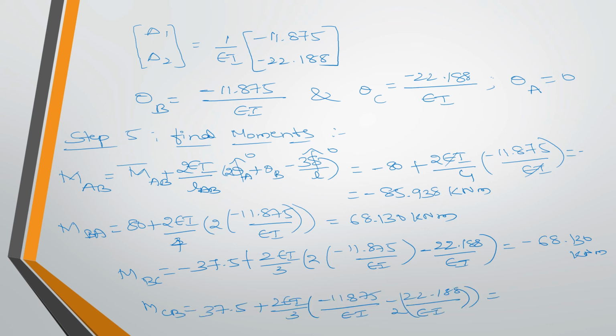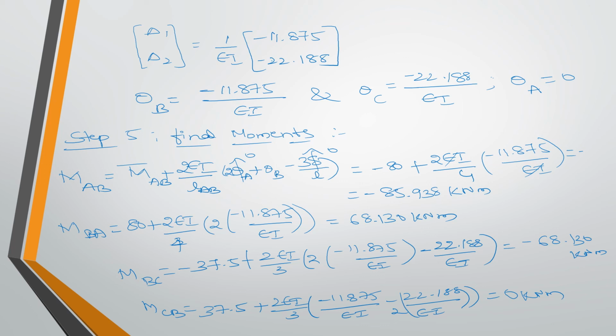Similarly, MCB is M bar CB plus 2EI by LCB, 2 theta B plus 2 theta C. After simplifying this, we'll get 0 kilonewton meter. Yes, these are the final moments of the given beam: MAB, MBA, MBC and MCB. Here you can observe that at joint B the condition is satisfied. MBA is 68.130, MBC is minus 68.130. So the condition is satisfied, and at the free end the moment is also 0. Means the solution is correct.